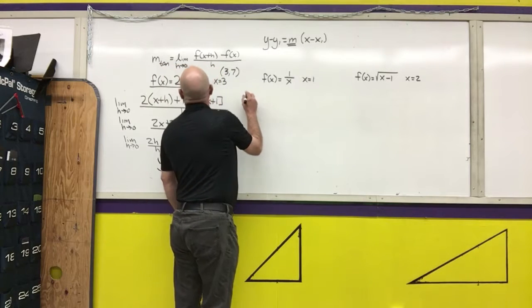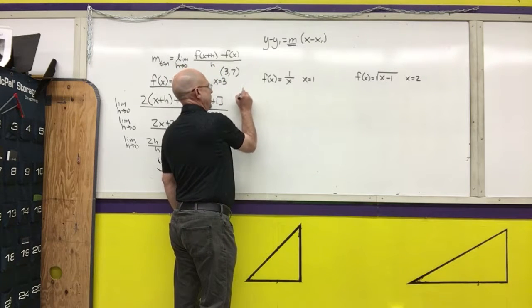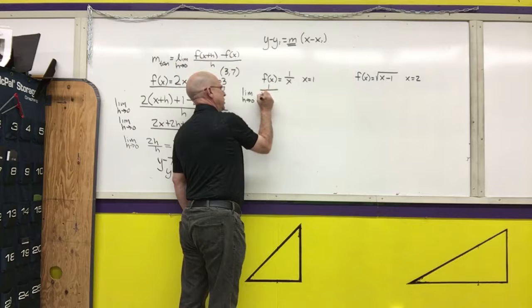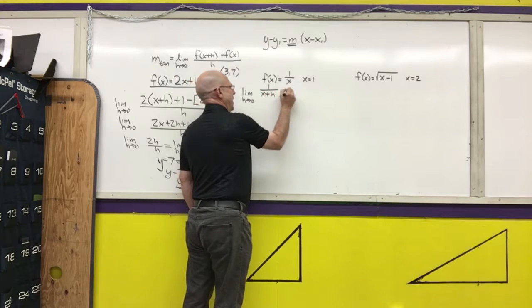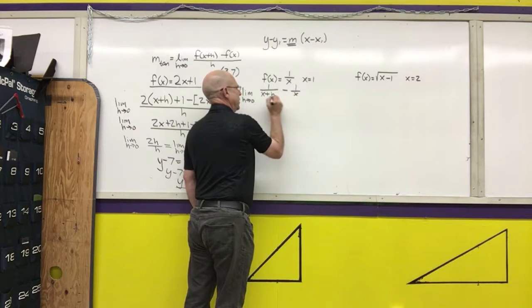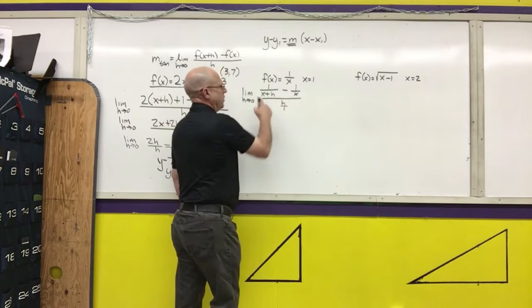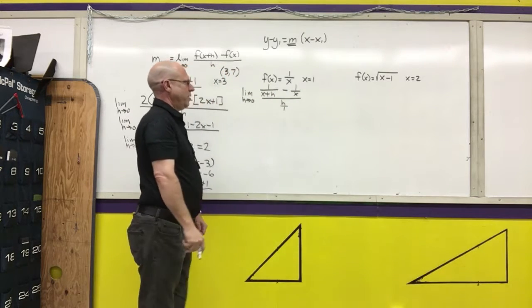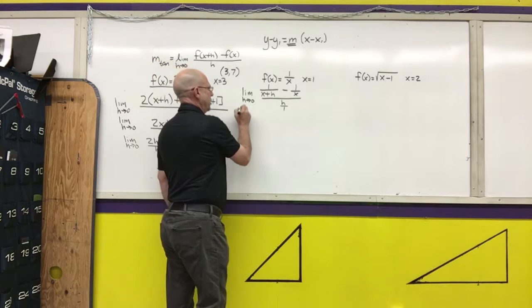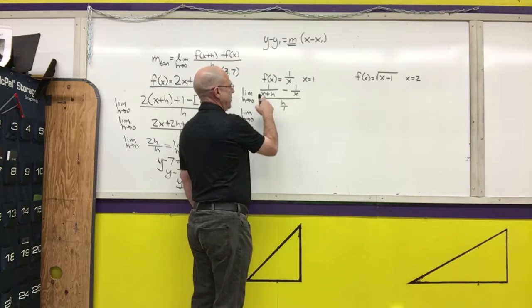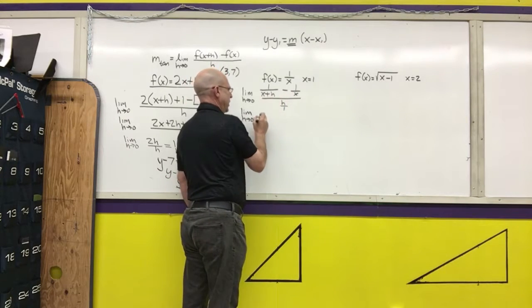I want to find the slope of the tangent, so that is the limit as h approaches 0 of f of x plus h minus f of x all over h. I'm going to write this as h over 1. This is a complex fraction. The way you get rid of a complex fraction is you multiply everything by the lowest common denominator of all of the little fractions. Lowest common denominator is x times x plus h.